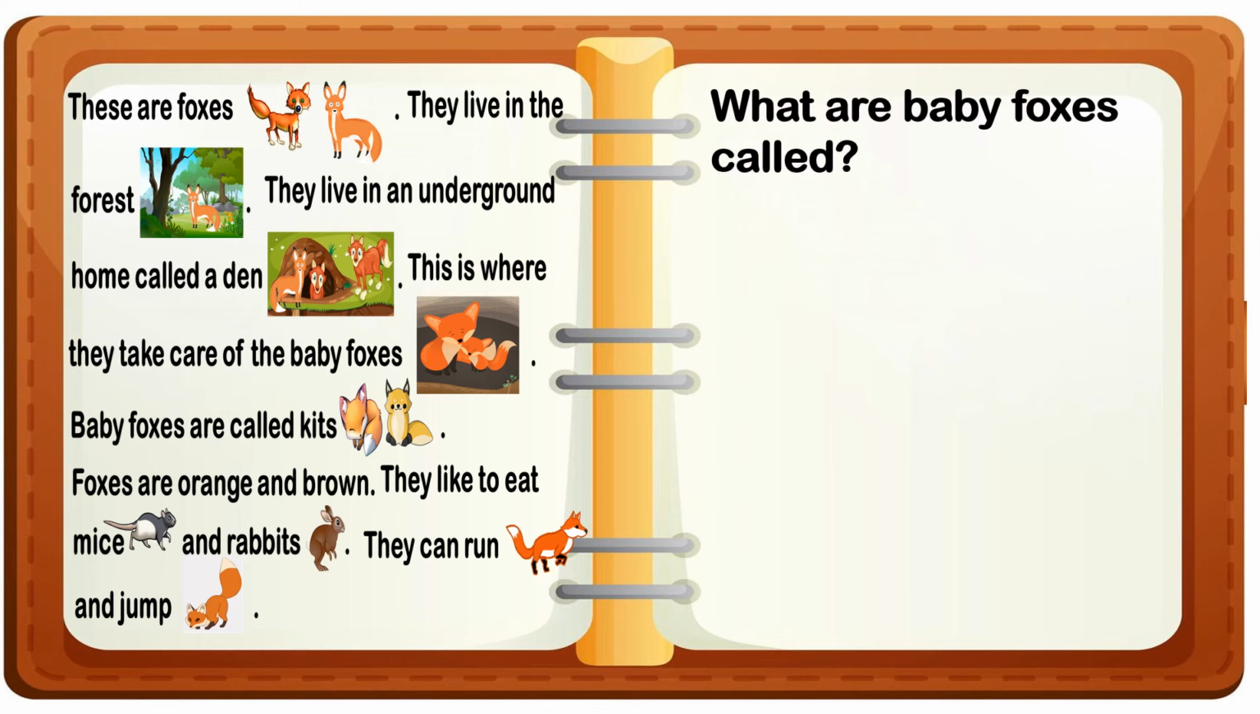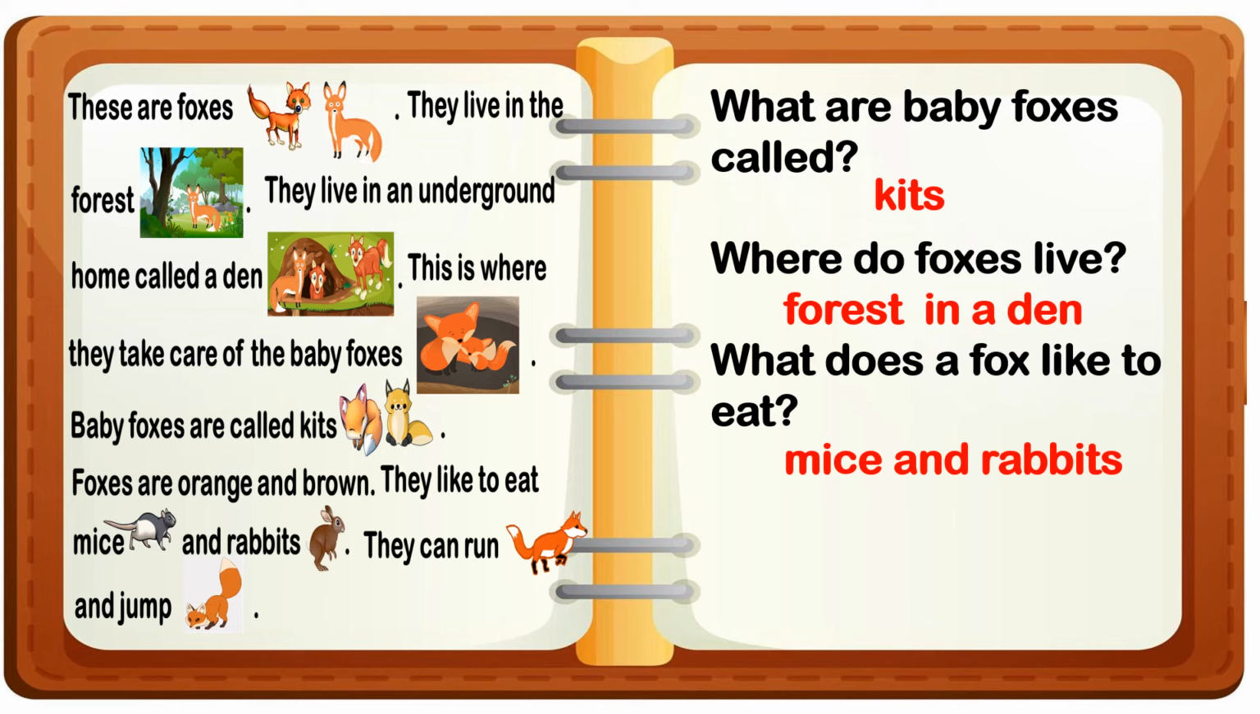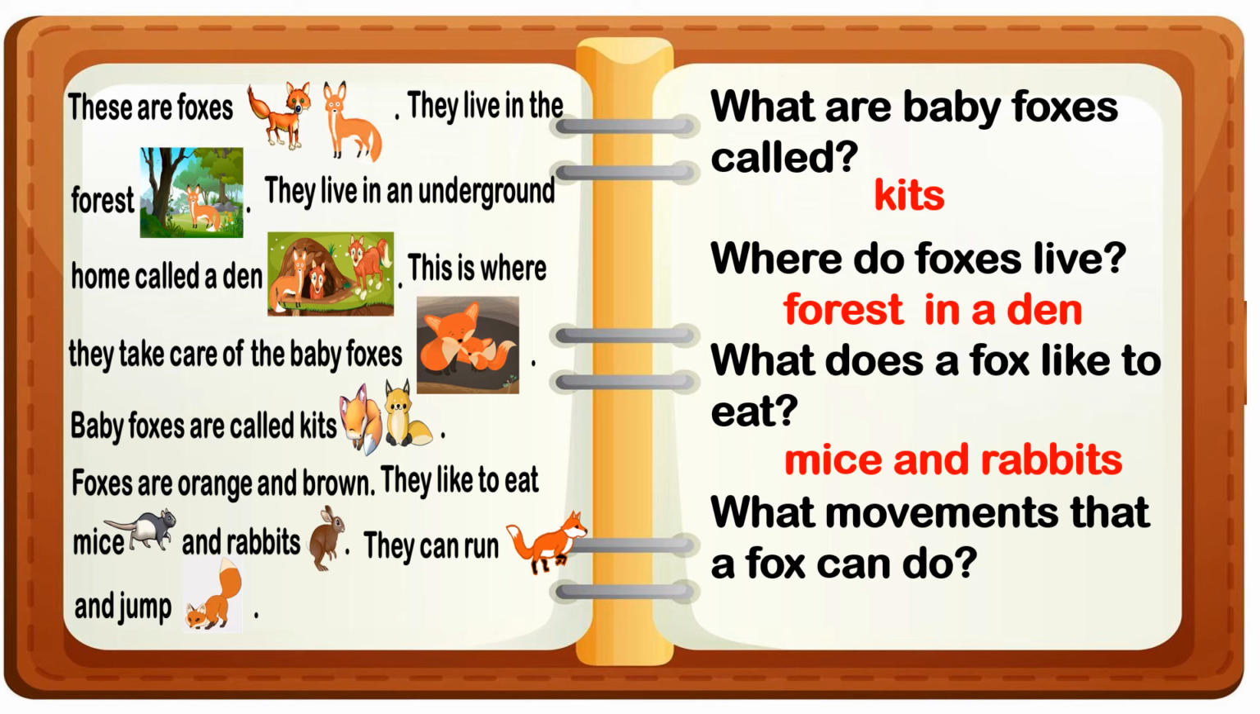What are baby foxes called? Baby foxes are called kits. Where do foxes live? They live in the forest, in an underground home called a den. What does a fox like to eat? Foxes like to eat mice and rabbits. What movements can a fox do? They can run and jump.